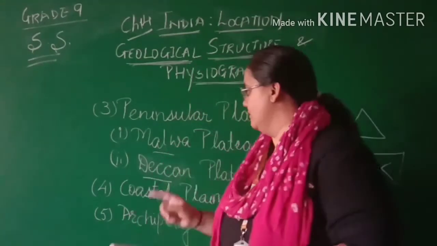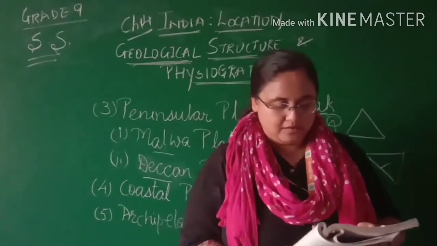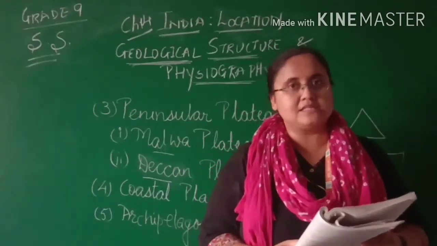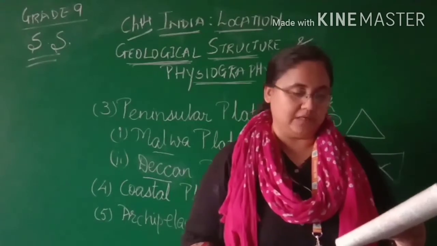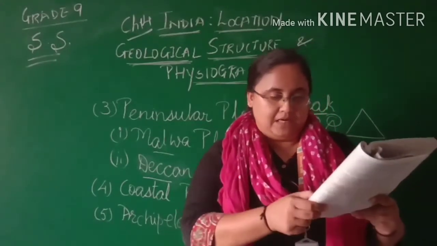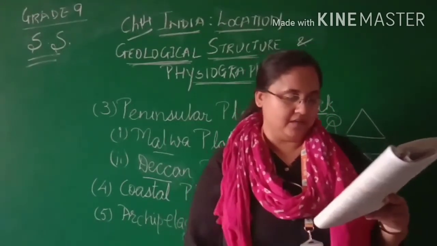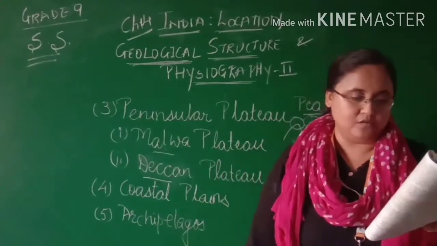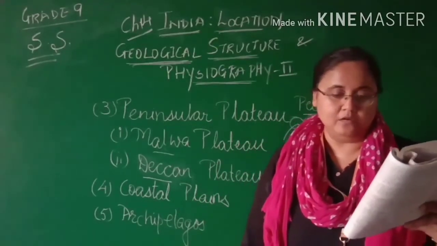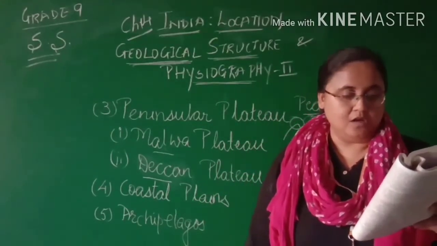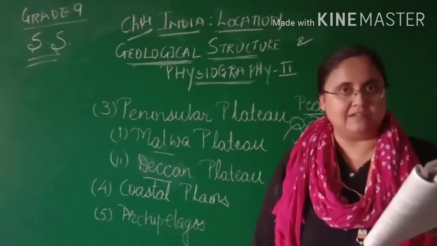Now we are going to talk about the Deccan Plateau. The Deccan Plateau is situated in the south of Satpura, Mahadev and Maikal ranges, which are located to the south of the Malwa Plateau. The northwestern part of the plateau is composed of lava deposits.